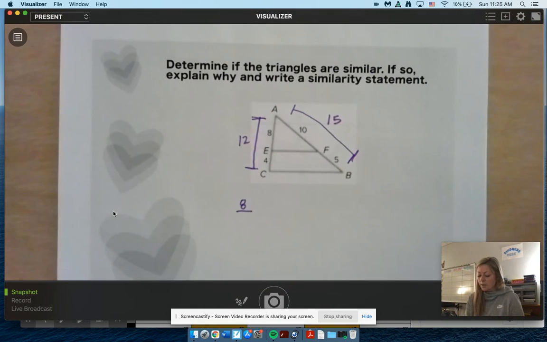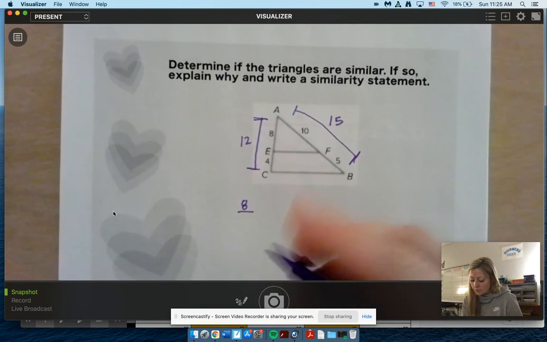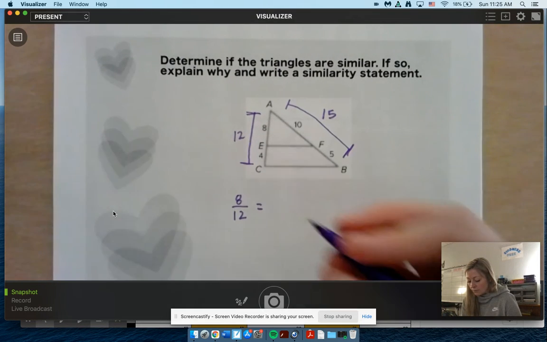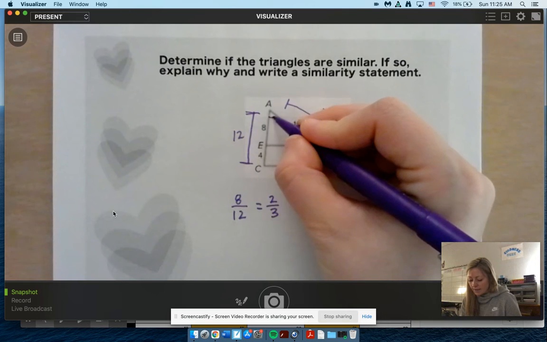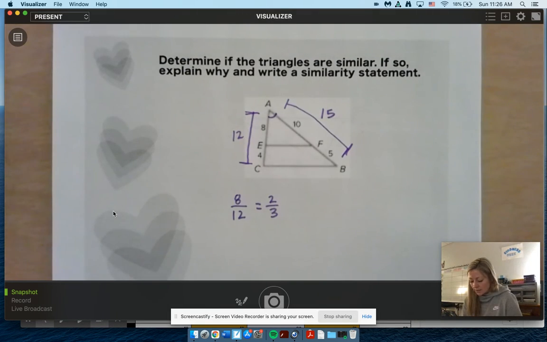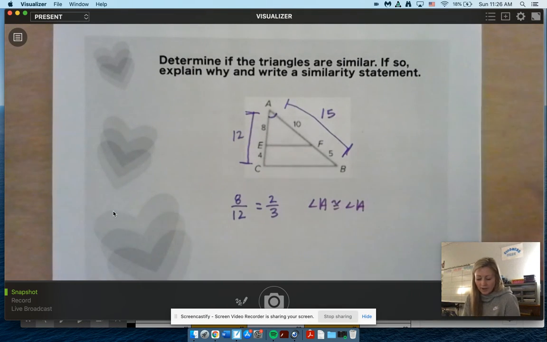So now if I look at this big triangle, which side's your smallest side? Well, it's 12. So I'm at 8 over 12. Reduce it, because we can, to be what? 2 over 3. So that's one pair of sides that are proportional. And then do you see how they both have angle A? So now I have an angle. Angle A is congruent to angle A. What property is that, just for a fun fact? If you're equal to yourself, remember that's the reflexive property.